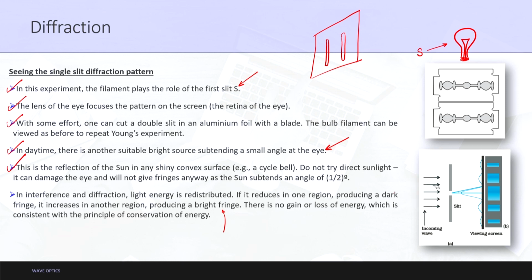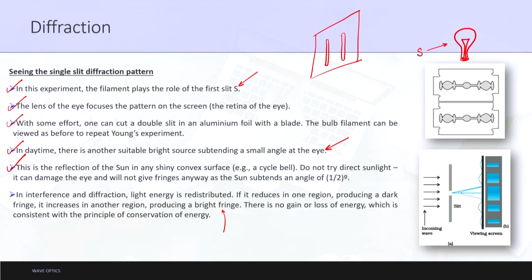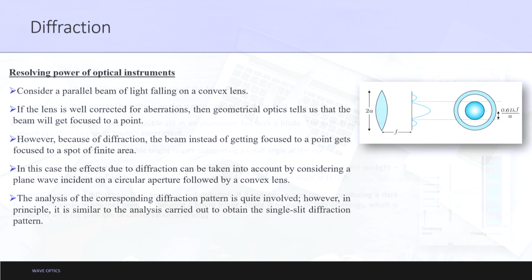At this point it was a mixture of all the light, but at this position there is redistribution. If it is bright in some places, it is dark in some places. This is nothing but the redistribution of light energy. Please make sure it is only redistribution of light energy and energy is not formed. There is no gain or loss of energy, which is consistent with the principle of conservation of energy. So again, conservation of energy in the case of light is being explained here.